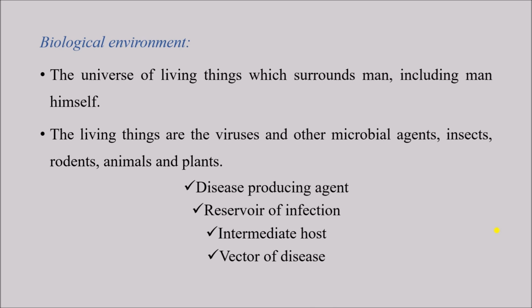What about the biological environment? So this is basically the universe of living things that surrounds us, including other people, because we can get diseases from other people also who are around us. So these living things can be viruses or bacteria, different microbiological agents, even insects, rodents, animals, and plants. So we can have disease producing agents, the causative agents that particularly cause the disease. We can have some reservoir of infection, an intermediate host where the disease pathogen or the organism goes through the asexual cycle, and the vector of the disease. That means these vectors, the insects or something like that, even the rodents, they do not cause the disease themselves, but they carry the disease agent from the reservoir or source to the human population. So all of these comprise the biological environment.